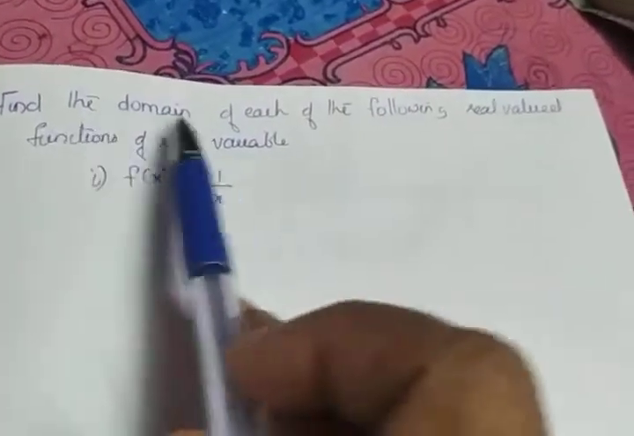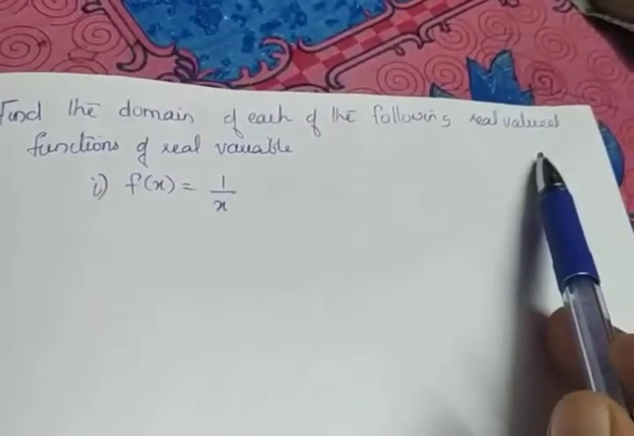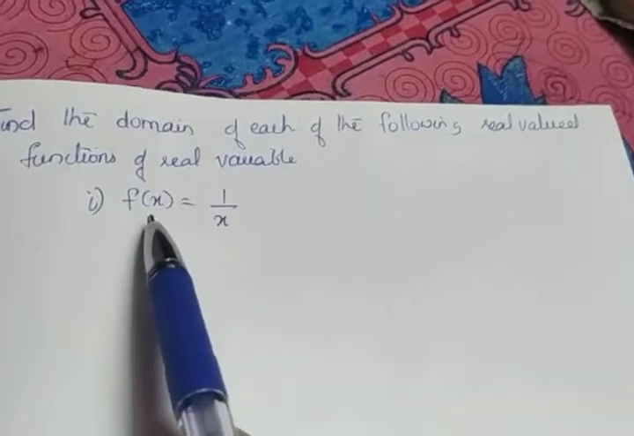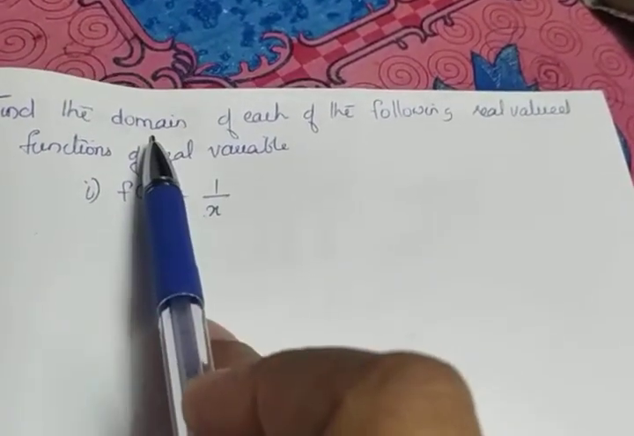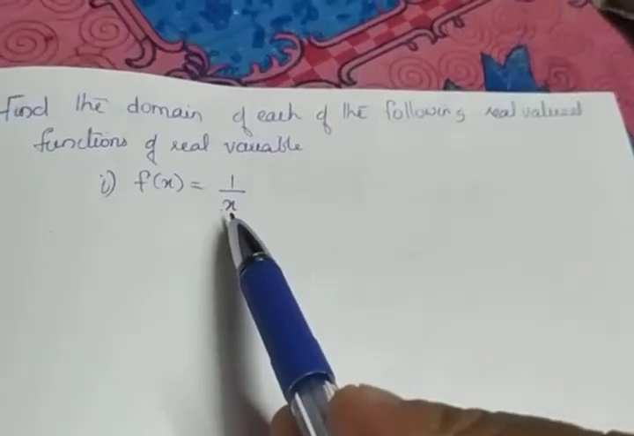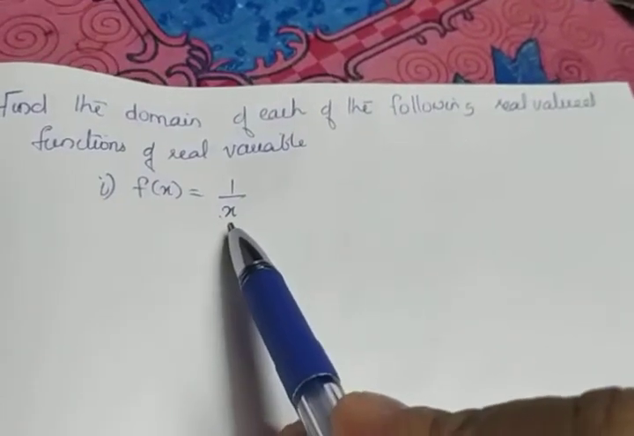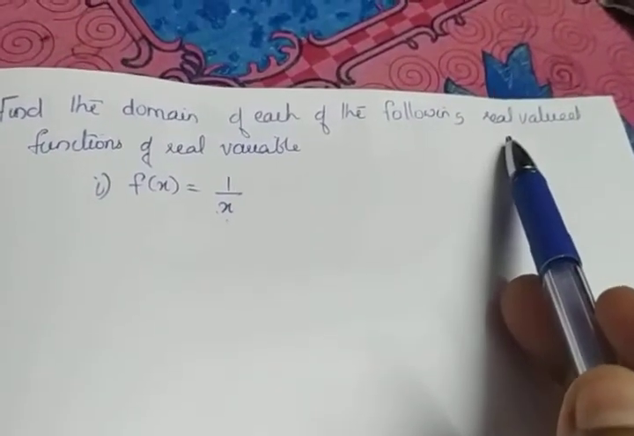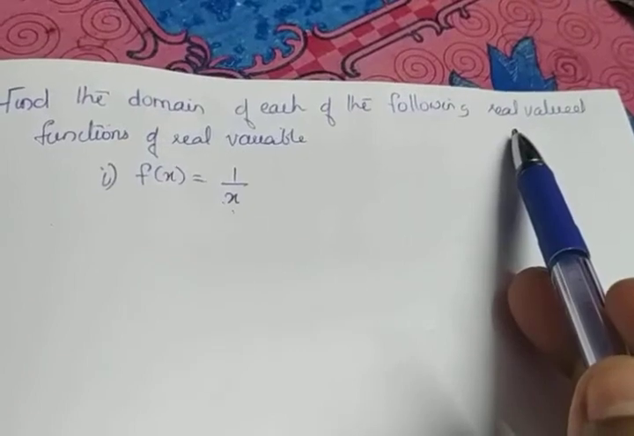Next question. Find the domain of each of the following real valued functions of a real variable. f of x is 1 by x. Domain: how will we find it? We will take all the values which are applicable for x. It's a real valued function, which means domain and range are real numbers.